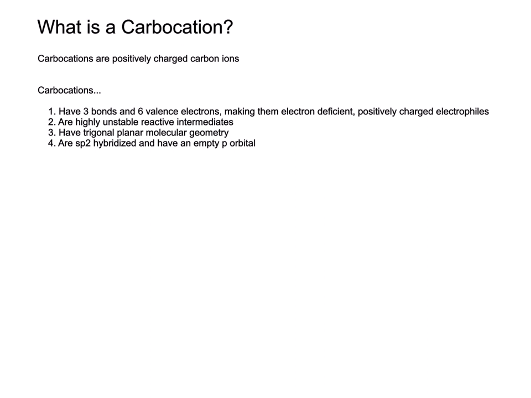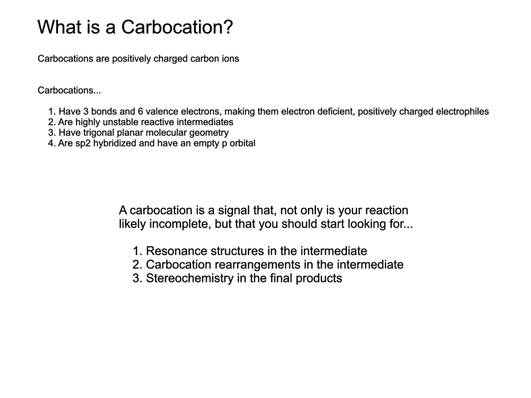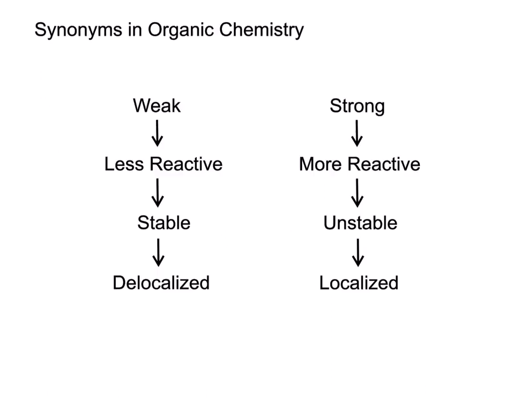Let's make this even more practical, because a lot of the times when you learn organic chemistry, you learn a bunch of random facts and you're like, so what? So how do we actually make this really practical? A carbocation is a signal that not only is your reaction likely incomplete, going back to that whole intermediate idea, but that you should start looking for resonance structures in the intermediate, carbocation rearrangements in the intermediate, and stereochemistry in the final products. So again, a carbocation should signal you these 3 things.